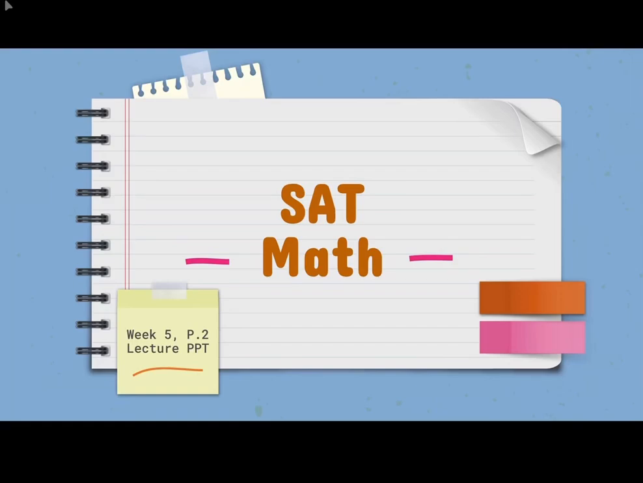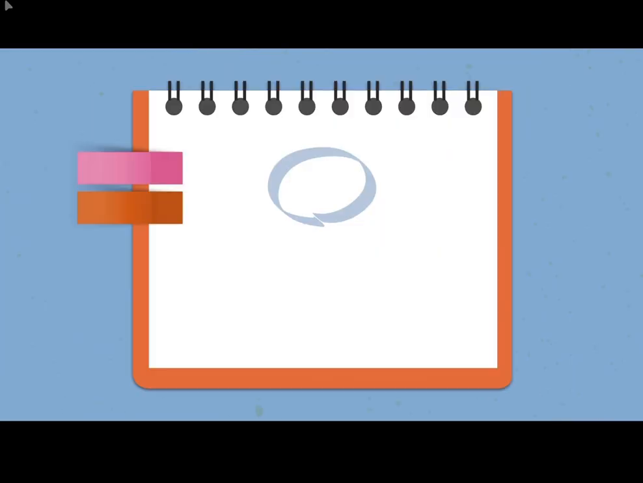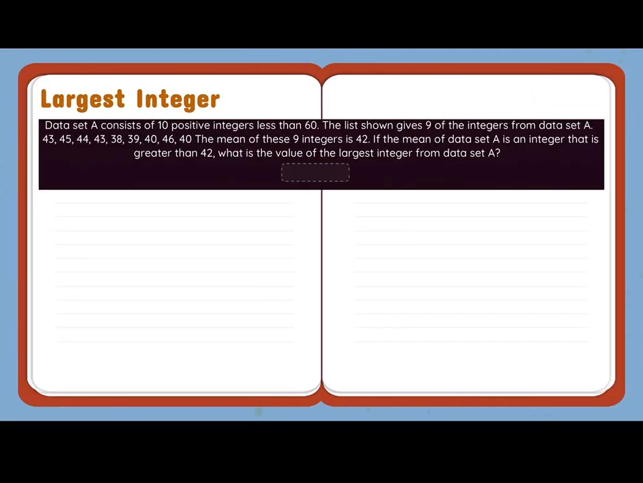Okay, welcome back to SAT Math Week 5. This week is part 2. There are 3 sections today, and we'll be going over 1 variable data, 2 variable data, and probability. They're not super big sections, so I put them all into one lecture.